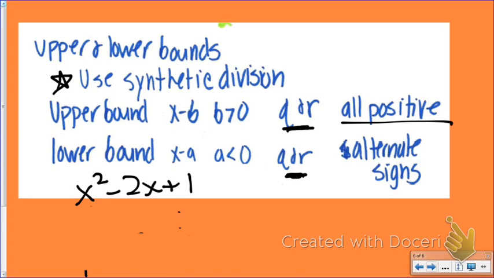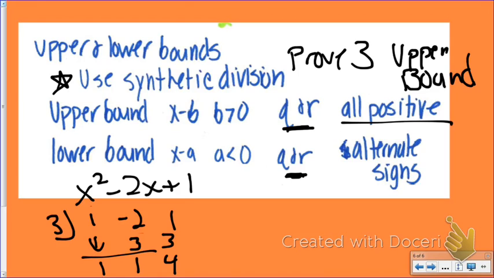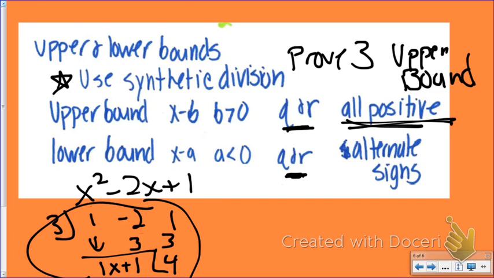Okay, let's say I have the function x squared minus 2x plus 1, and I want to prove that 3 is an upper bound. The way I'm going to do that is I'm going to do synthetic division with 3. So 3 goes in the box, I write my coefficients, and then I do my synthetic division. And if you look, my quotient, which is x plus 1, and my remainder are all positive numbers. So since they are all positive, I just proved it. The work is your answer here. So this work is what proved my answer.